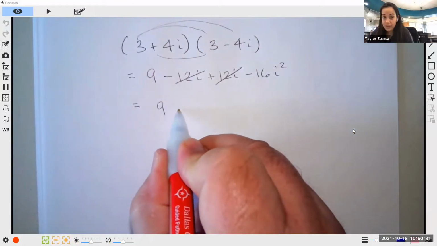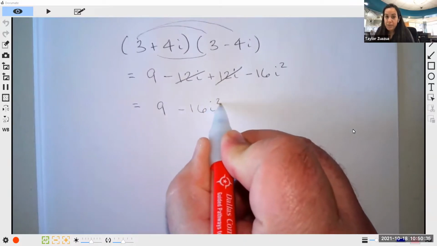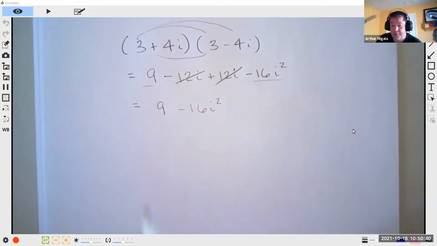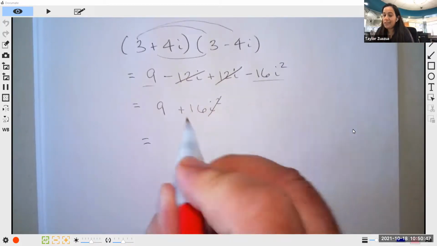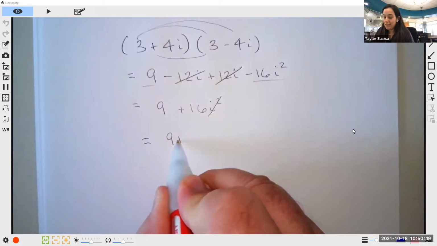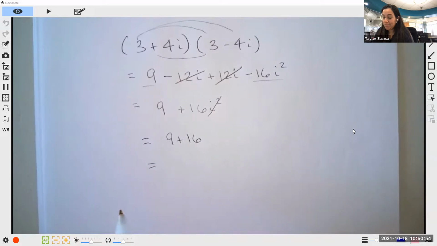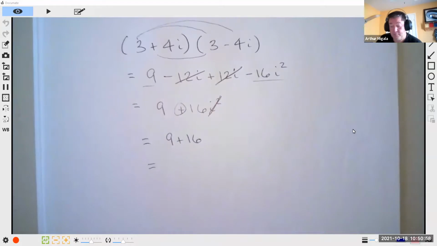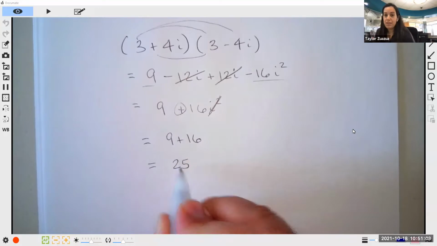So that's 9 minus 16i squared. All you have left to do is, but we have an i squared. What do we do with that? Then you change it to a positive, so plus 16. Yes, because you drop the i squared and change the sign. That's 25. Very good.